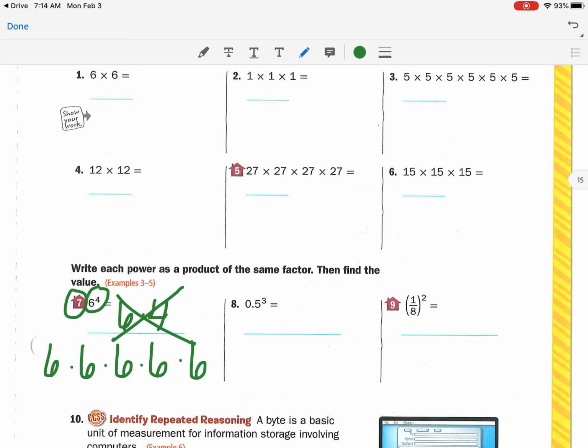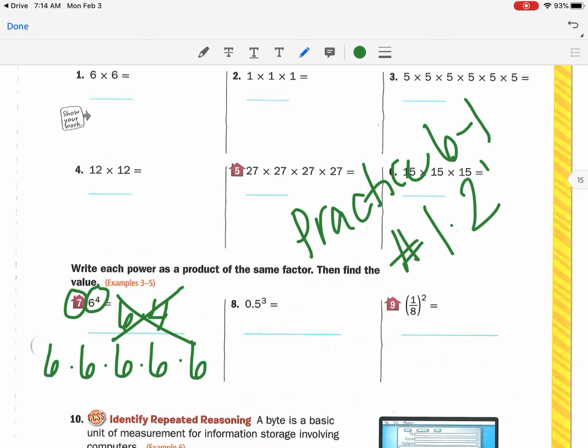Okay, so your homework today is practice lesson 6-1, numbers 1 through 21 all. And then make sure you put them on Connect Ed.